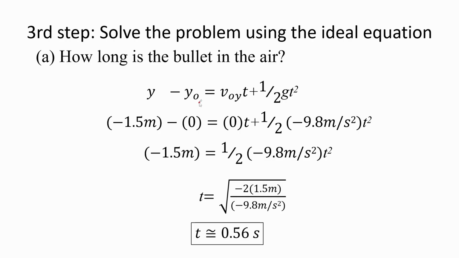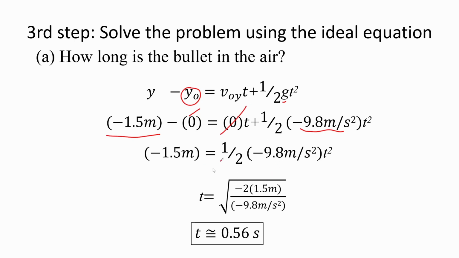So, y minus y naught equals v naught y t plus 1/2 g t squared. We know that the initial position y naught is 0. The final height is 1.5 meters and it is negative because it is going down. The v naught y, we know is 0, since the vertical motion at the starting point is zero because the launch is purely horizontal. And we have g, which is given as negative 9.8 meters per second squared. Then the unknown is t squared. So that means this term is cancelled out and we are left with this expression here.